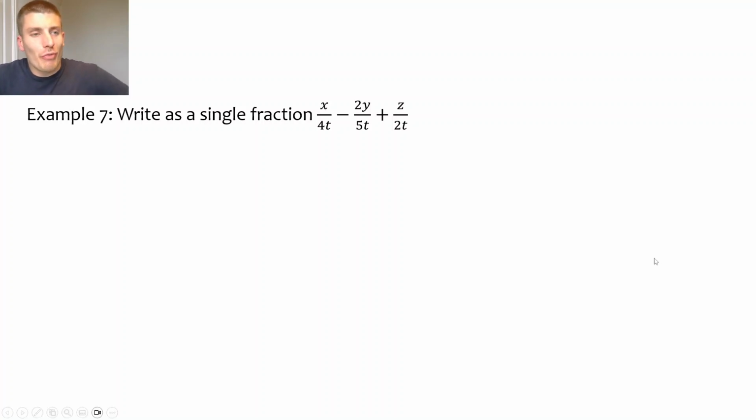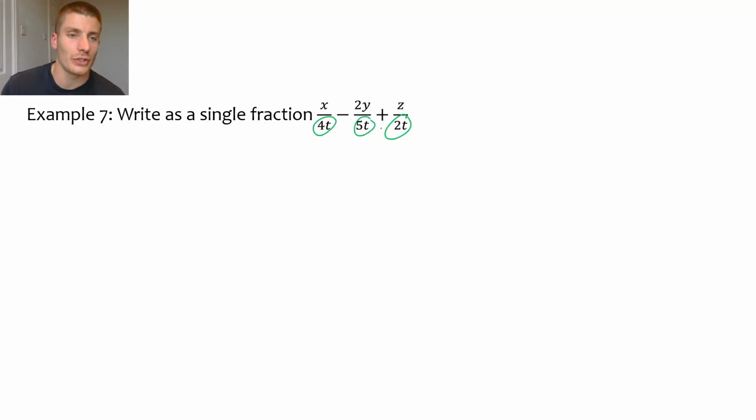Okay, example 7, write as a single fraction. So this is kind of going actually from the GCSE course as well. Now, if you want to write something as a single fraction, you've got to have a common denominator, like with adding normal fractions. And here you can see that is not the case. You've got 4t, 5t, and 2t.